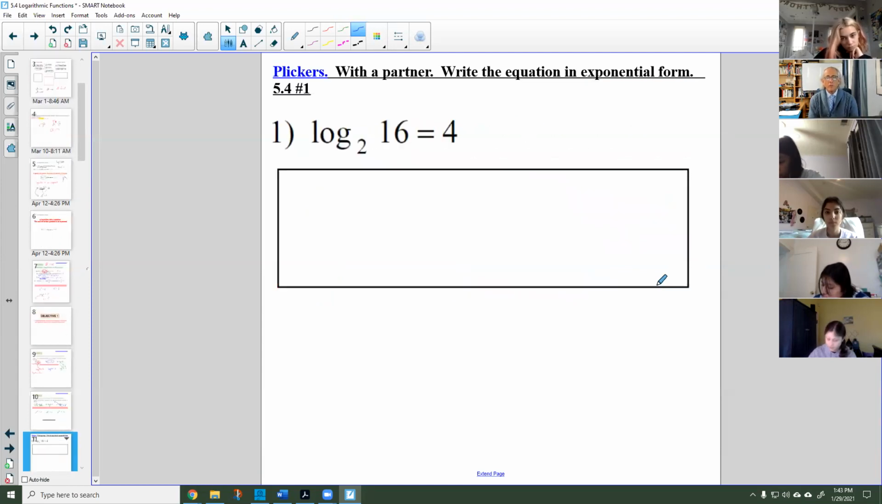So try this one. Write it in exponential form. I would like this in exponential form.